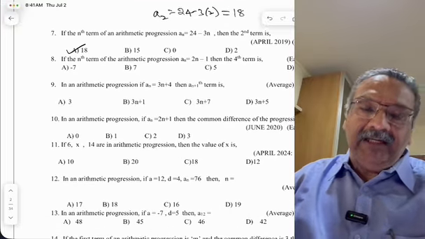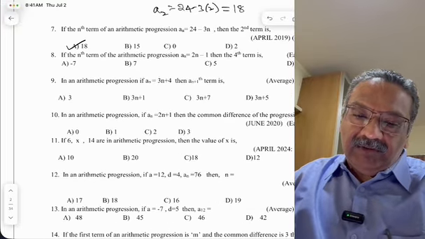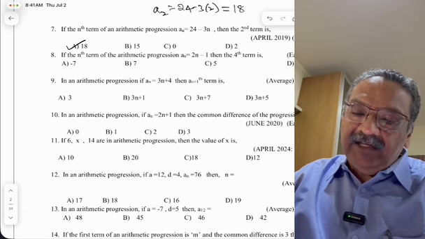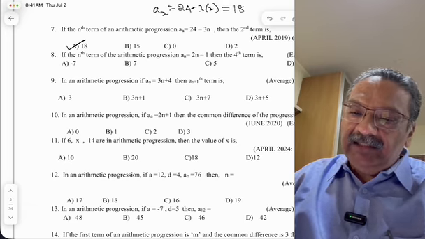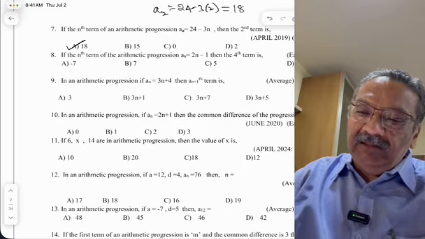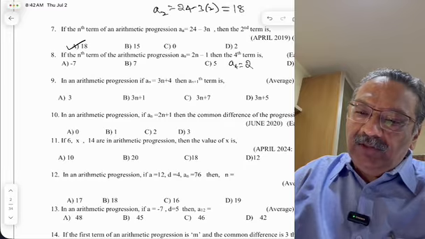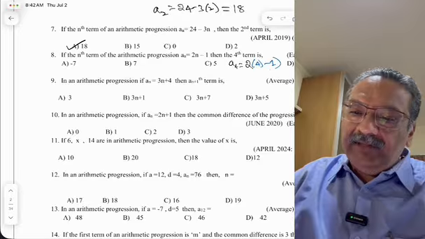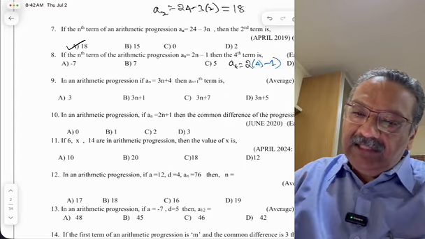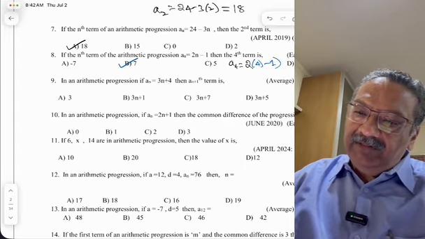So the answer is A, 18. Eighth question. If the nth term an is equal to 2n minus 1, then the fourth term, similarly, we have to put 4 in place of n. So a4 is equal to 2 into 4 minus 1, so 4 2s are 8 minus 1 is 7, so the answer is B, 7.